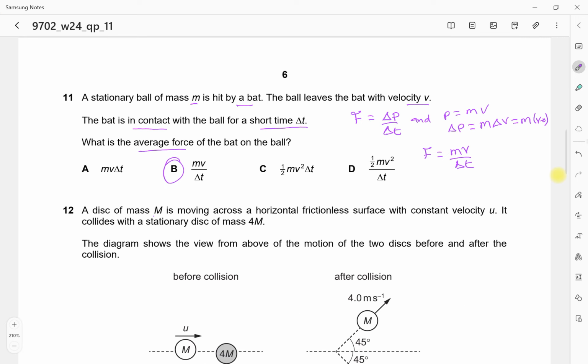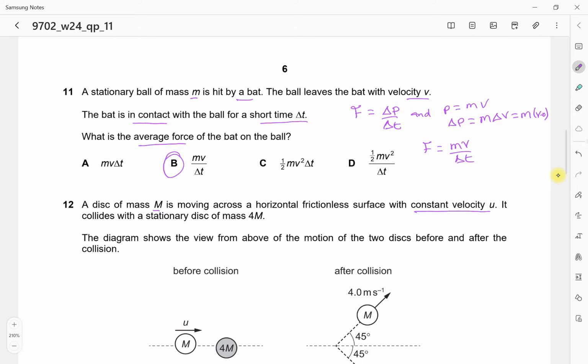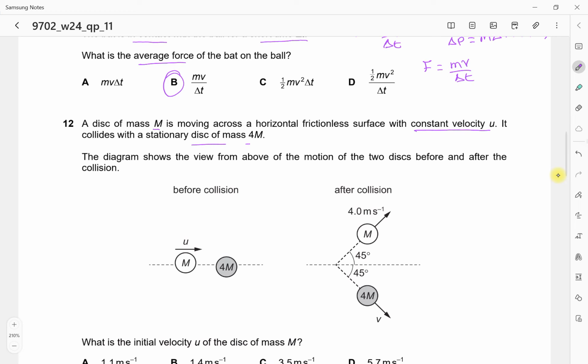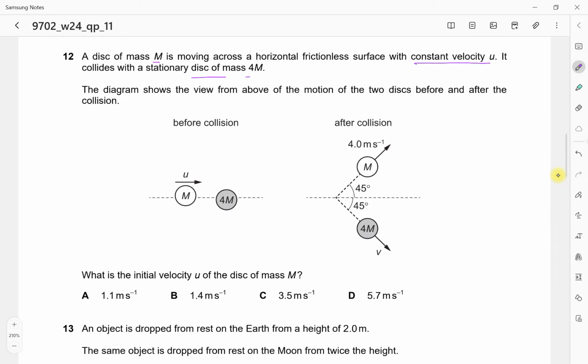A disk of mass m is moving across a horizontal frictionless surface with a constant velocity u. It collides with a stationary disk of mass 4m. The diagram shows the view from above of the motion of the two disks before and after the collision. Okay, so this is the diagram. What is the initial velocity u of the disk of mass m?